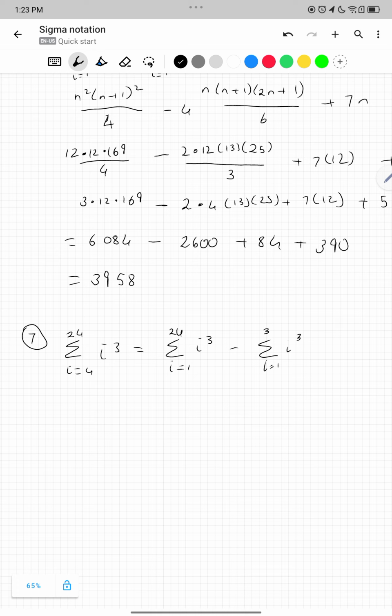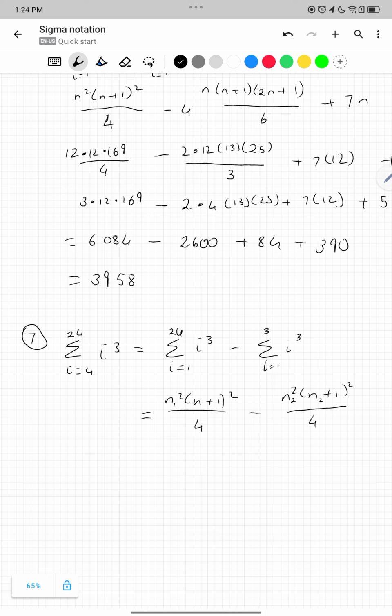Let me see. 24 minus 4 plus 1 equals 21. Okay, it's right. Then to go to n squared times n plus 1 all squared divided by 4, minus n squared times n plus 1 all squared divided by 4. Remember, these n's are not the same.